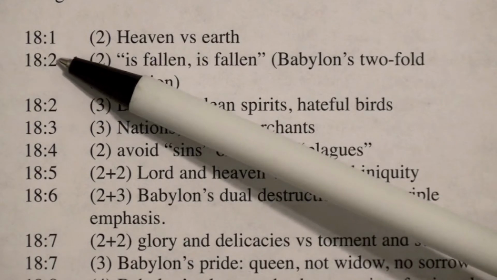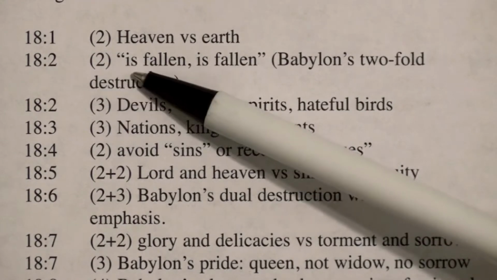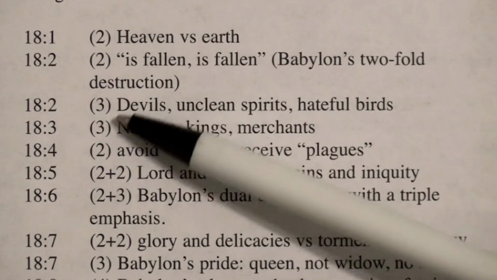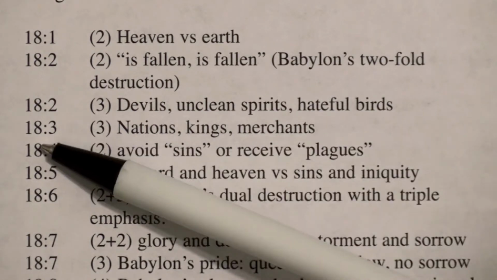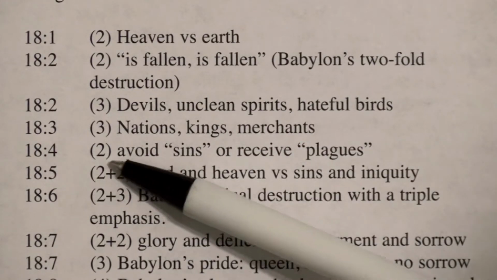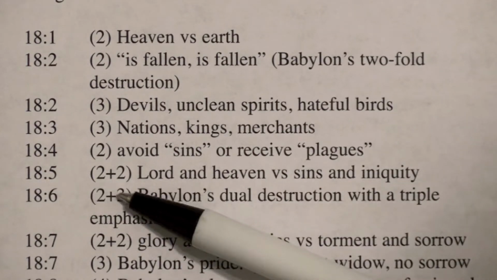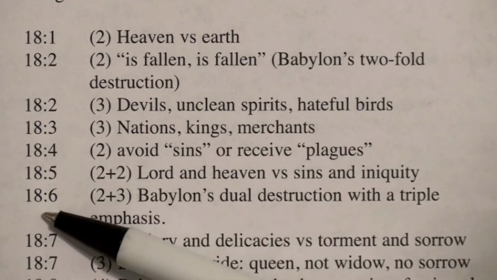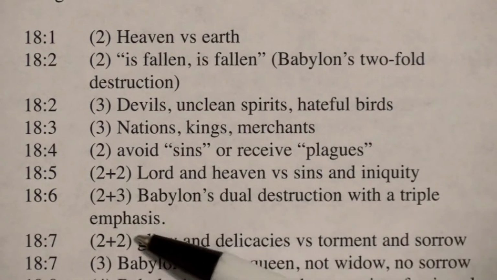In Revelation 18, verse 1, 2, heaven versus earth. Verse 2, 2, is fallen, Babylon's twofold destruction. Verse 2, 3, devils, unclean spirits, hateful birds. Verse 3, 3, nations, kings, and merchants. Verse 4, 2, avoid sins or receive plagues. Verse 5, 2 plus 2, Lord and heaven versus sins and iniquity. Verse 6, 2 plus 3, Babylon's dual destruction with a triple emphasis.